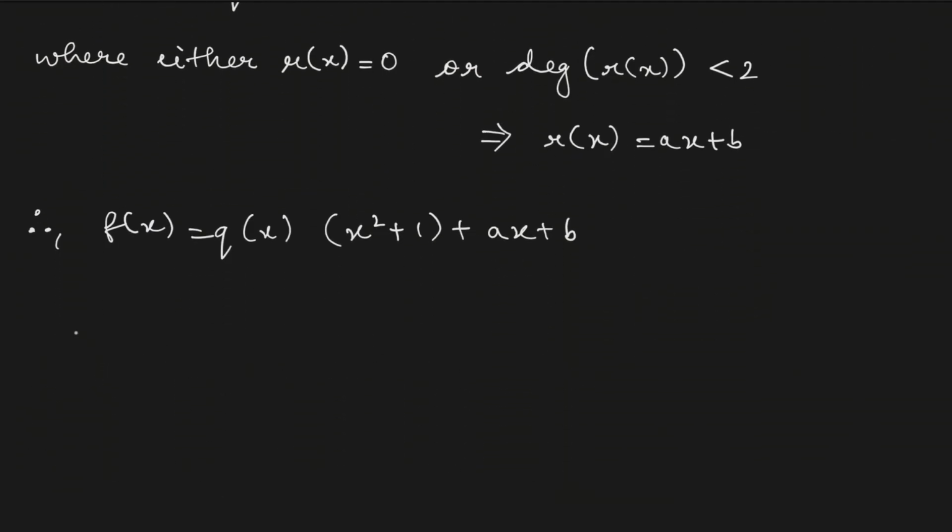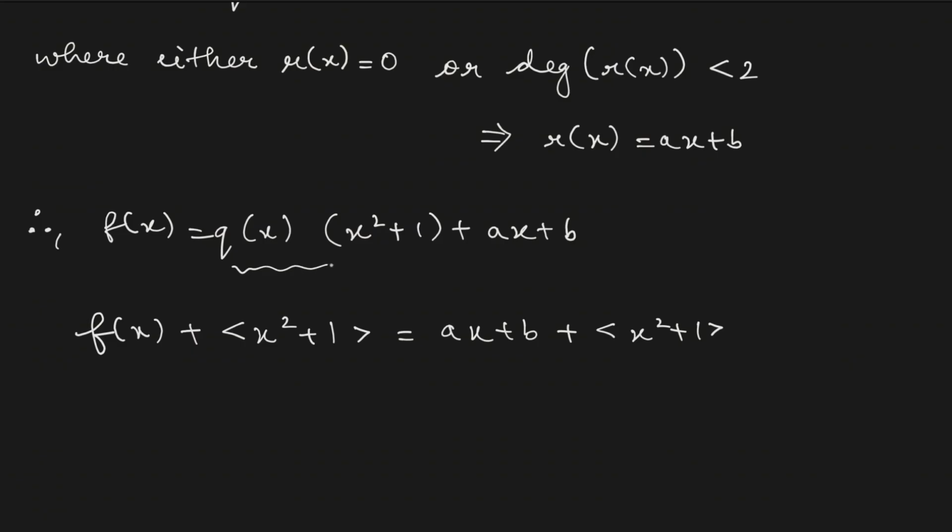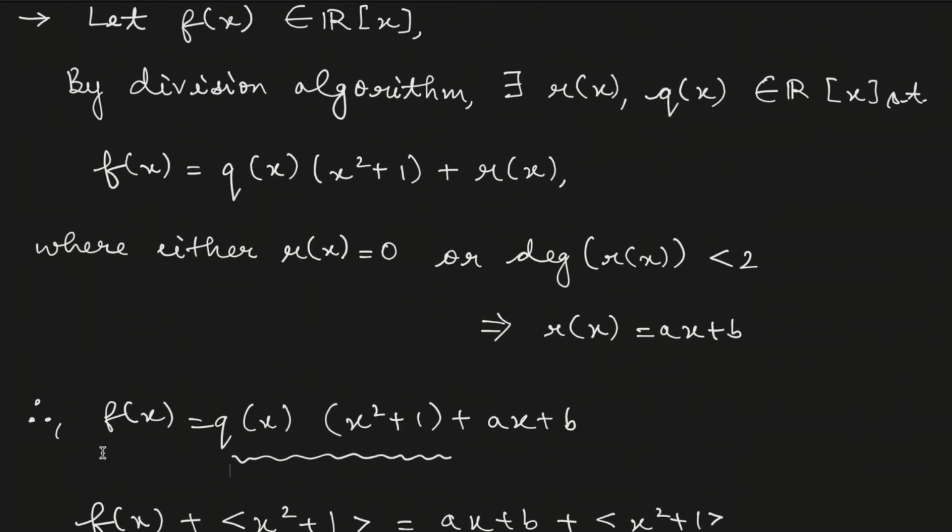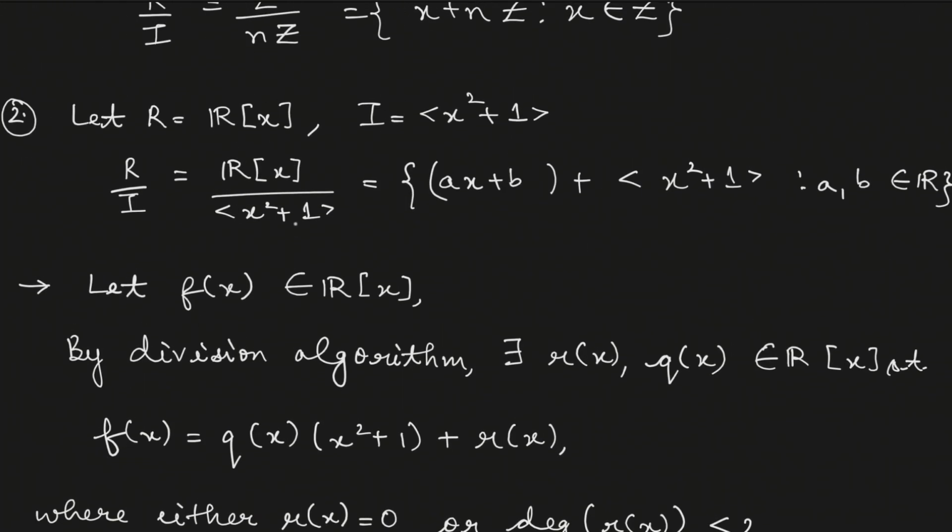So from here, f(x) plus the ideal generated by x squared plus 1 will be ax plus b plus the ideal generated by x squared plus 1, because in this ideal, the q(x) times x squared plus 1 term gets absorbed. So that's why I have written that R[x] by the ideal generated by x squared plus 1 is of this type.